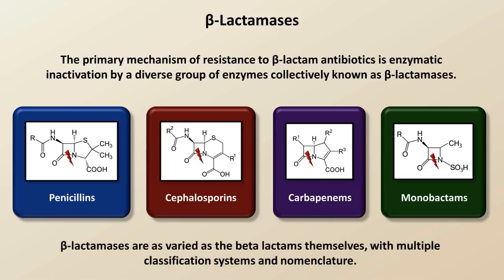Beta-lactamases are as varied as the beta-lactams themselves, with multiple classification systems and nomenclature. Some are called cephalosporinases if they are active against the cephalosporins. There are also carbapenemases, active against carbapenems. These frustrating enzymes are continuing to co-evolve, so to speak, with our increased armamentarium of beta-lactam antibiotics. So how do bacteria gain this antibiotic resistance?